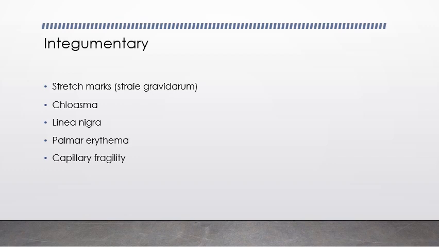Palmar erythema just means their palms are red, and coupled with capillary fragility, those things are caused by an increase in estrogen. With capillary fragility, you may have women complain of more frequent nosebleeds or that their gums are bleeding, and that's just due to the increase in estrogen.